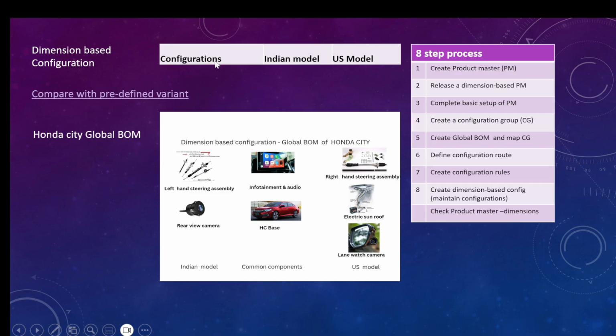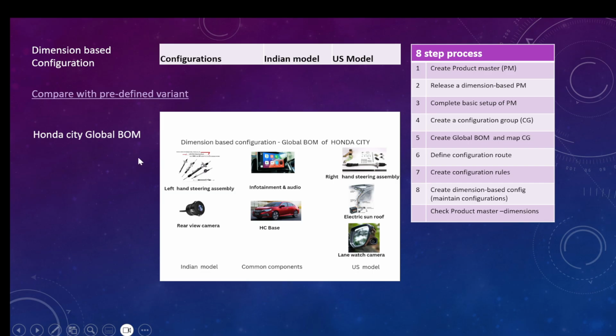So the output of this F&O session will be creating a configuration product dimension. This will have two configurations, an Indian model and a US model. I have taken a Honda City car as a use case here, and I will use that to create an eight-step process dimension-based configuration technology product master.